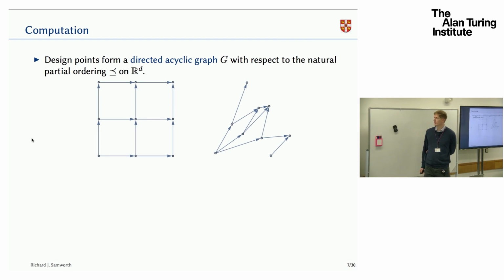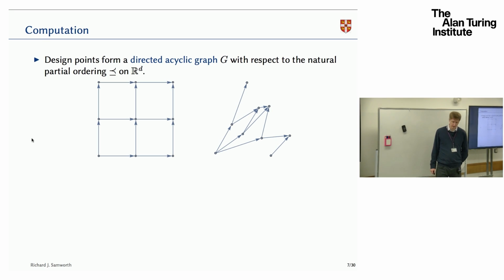Okay, here's one more observation: whether we're in the fixed design case or the random design case, our design points form a DAG, a directed acyclic graph, with respect to this natural partial ordering. I should perhaps have said that in the case of the fixed design, my focus is going to be on the case of a lattice, so this simple lattice like we have drawn here. But even in the random design, I can think of the natural partial ordering induced by the design points and the DAG.